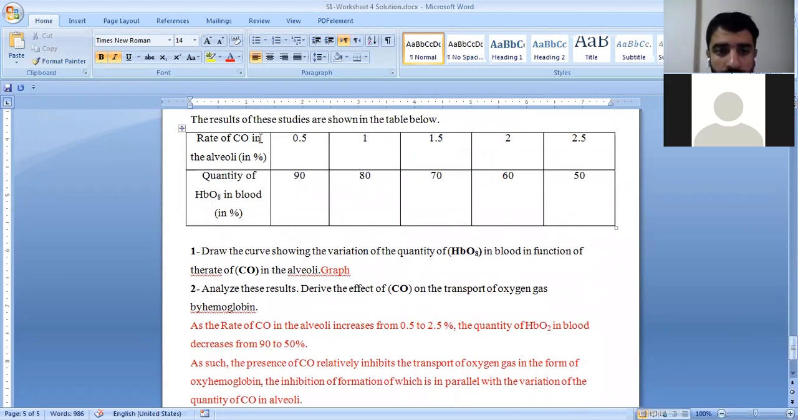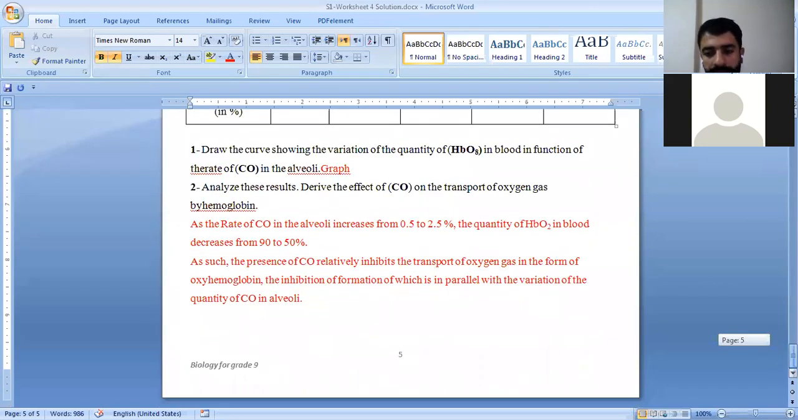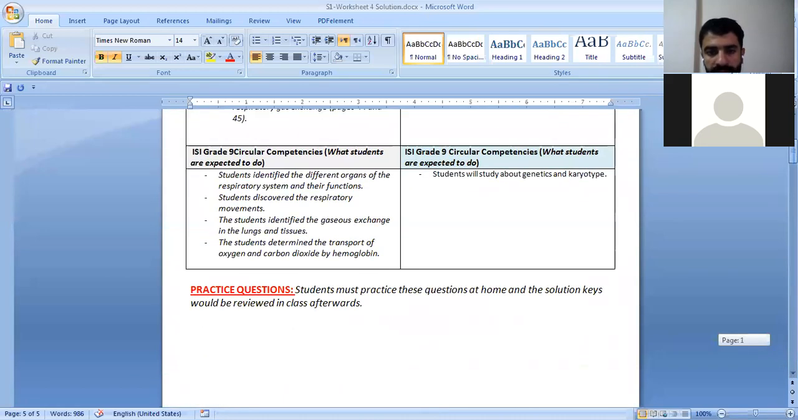As the rate of CO in the alveoli increases from 0.5 to 2.5%, the quantity of HbO2 in the blood decreases from 90 to 50%. So the presence of CO inhibits the transport of oxygen in the form of oxyhemoglobin. The inhibition of formation is in parallel with the variation in the quantity of CO. So whenever CO is present, it blocks the transportation of oxygen by hemoglobin in the form of oxyhemoglobin. Okay, this is everything related to our worksheet on respiration.